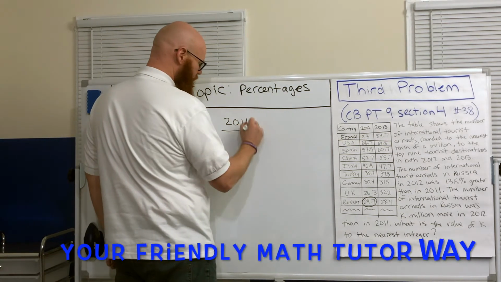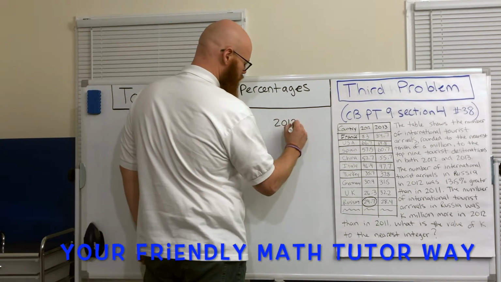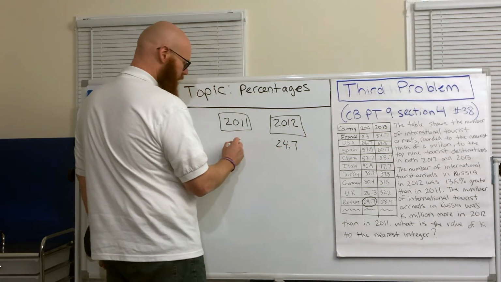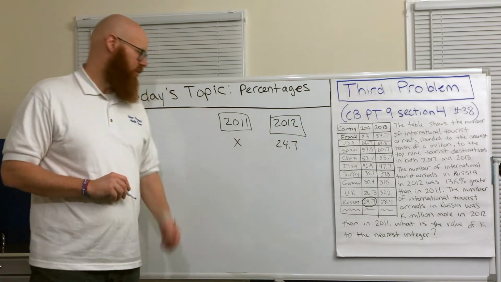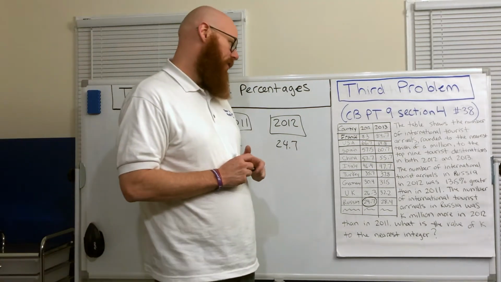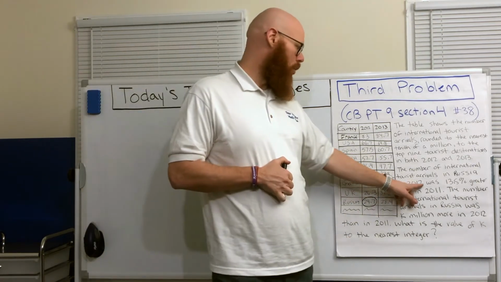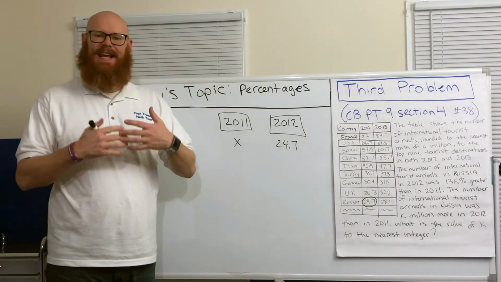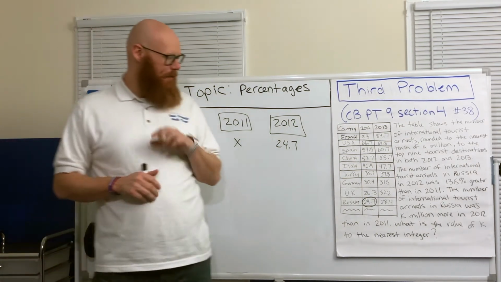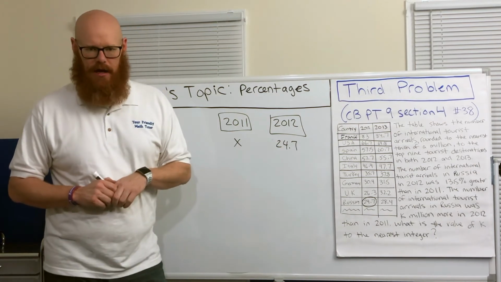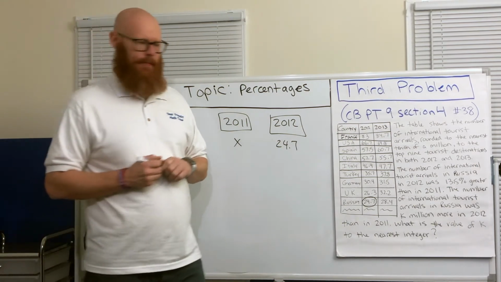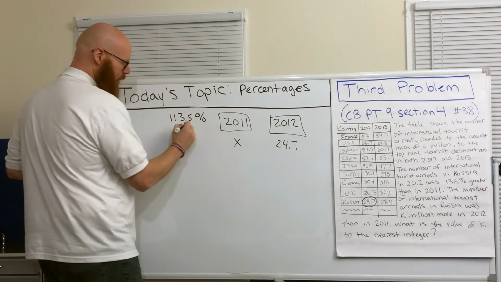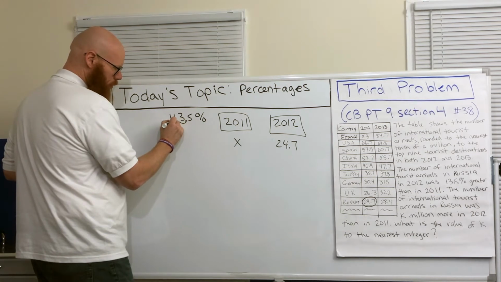Our goal is to find 2011 and they gave us 2012. So 2012 was 24.7 and 2011 is what we don't know, which is X. But they did tell us that 2012 was 13.5% greater than in 2011. Greater, that's a percent increase. So if I add 13.5% to 100%, I get 113.5%. And again, to change it to decimal form, you move the decimal over twice.